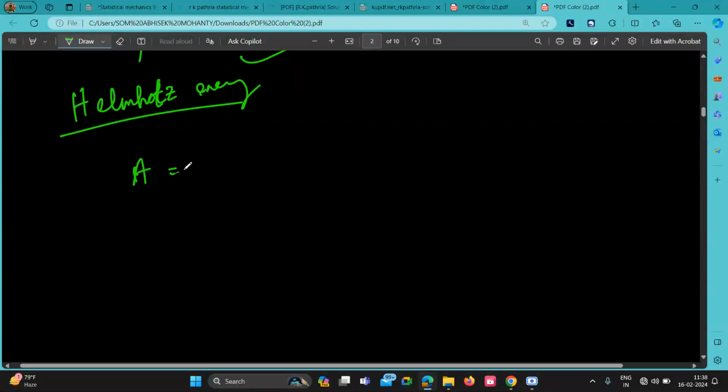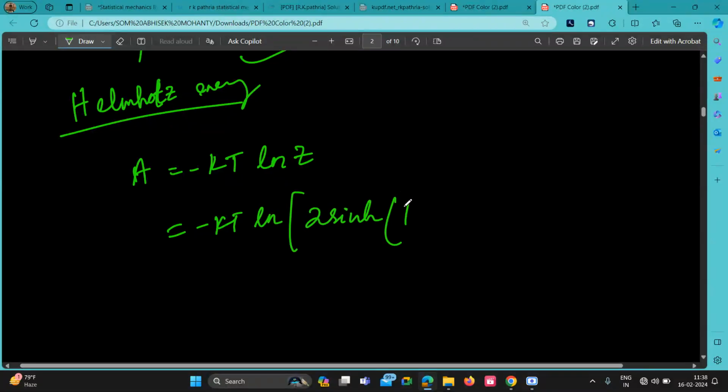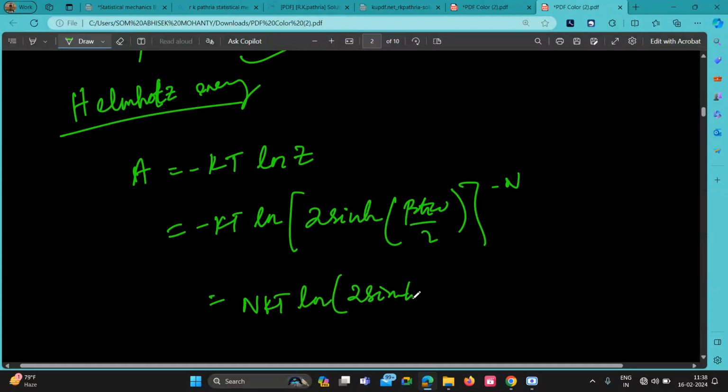So this is your average energy. What is the Helmholtz free energy? You try to calculate this. This is very easy, Helmholtz is easy, no? A is equal to minus kT ln z. So minus kT ln of 2 sinh(beta h squared omega by 2) to the power minus n. So the minus n comes out, giving n kT ln 2 sinh(beta h squared omega by 2), isn't it? Nothing in it.